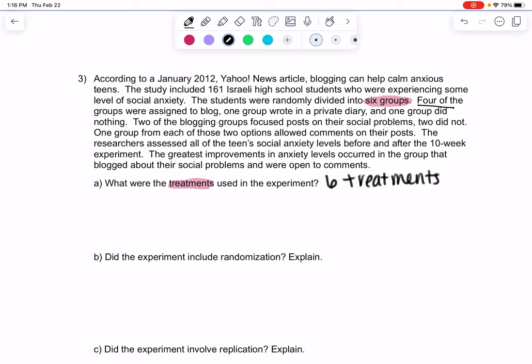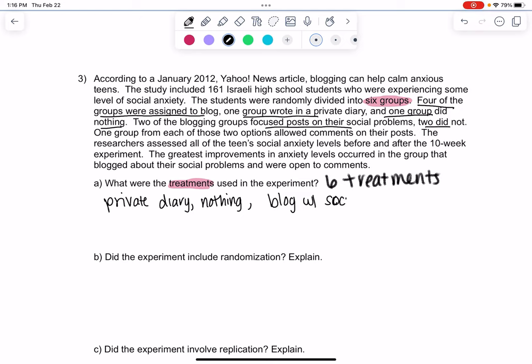There are four different blogging groups. There's a private diary group, and there's one group who did nothing. So let's start with private diary and nothing. Those are the easier of the six. And then there are four blogging groups. So let's figure out what's going on within the blogging. Two blogging groups had social problems and two did not. So we have blog with social problems, blog in general without. And then within those, they either allowed comments or didn't allow comments. So we'll say with comments, without. And that's my six groups.